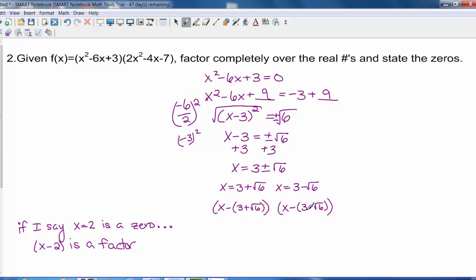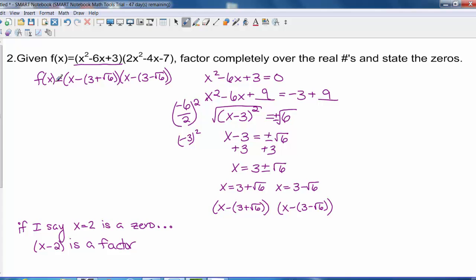This just looks crazy because it's got the square root of 6, but the square root of 6 is just a number. It's just not a rational number. So what I've determined is that the factors of this are these two factors. So I'm going to write that up here: x minus (3 plus the square root of 6), and x minus (3 minus the square root of 6). So that's the factors to the first one. So I'm working on factoring this completely.